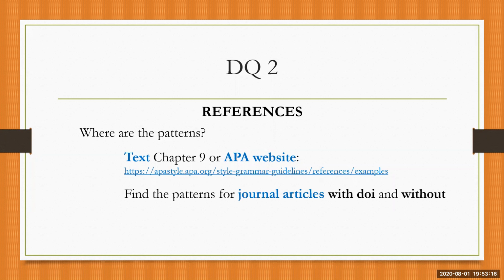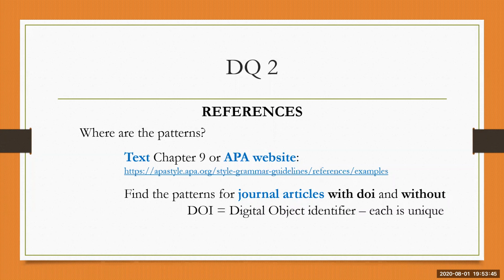But what you need to do for the chart is find the patterns for journal articles, both with and without a DOI. Journal articles are going to be the basis for most all of your writing. And so if you can just get the sense of what do I do with a journal article, both when it has a DOI, which is simple because you put it in there, or without, then you don't put it in there. It's really pretty simple. And this covers about 90% of what you'll need to do your work.